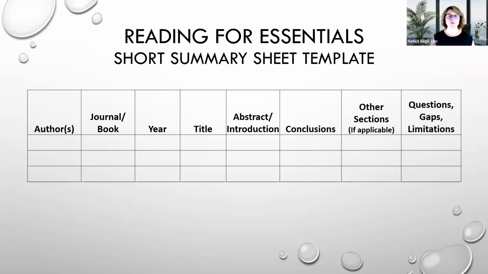All right, if you're reading for essentials, here is an example of a short summary sheet you can use. It includes the author, the journal or the book name, year of publication, the title, major notes from abstract or introduction, conclusions, and other sections if you read any other sections. Finally, you finish with any questions, gaps, or limitations. This should be sufficient for most of your reading projects. You can use as is, or you can modify this sheet for your own projects, because this one and other templates are available to you to download as part of this training.